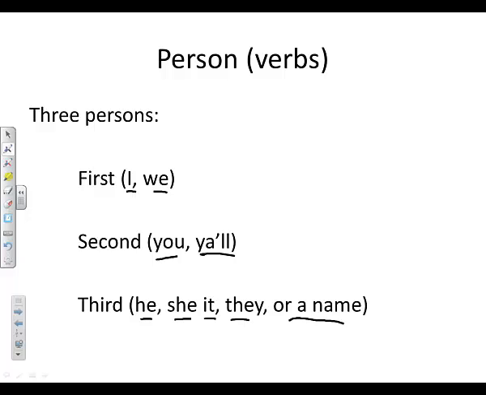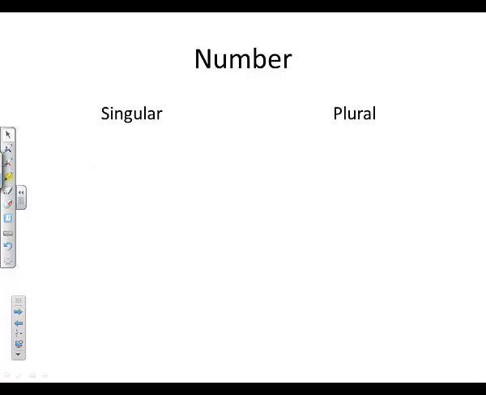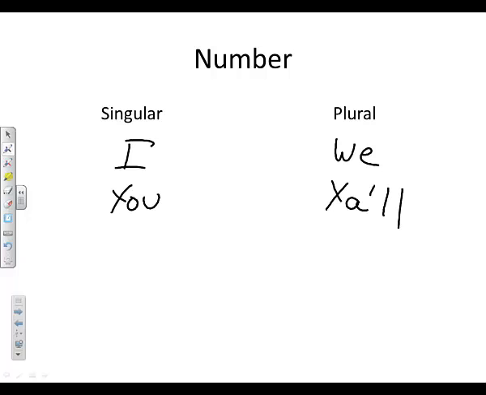Then there's number. Number comes down to singular and plural. Now, other languages have different numbers, like singular, dual, and plural. But in Latin, just like in English, we only have singular and plural. And like we just saw, that's the difference between I in singular and we, plural. You, singular. Y'all, we don't really have officially a second person plural in English, the second person plural in English is actually still you, but we'll say y'all just to be clear here. And then, of course, she would be a singular third person, and they would be a plural third person.